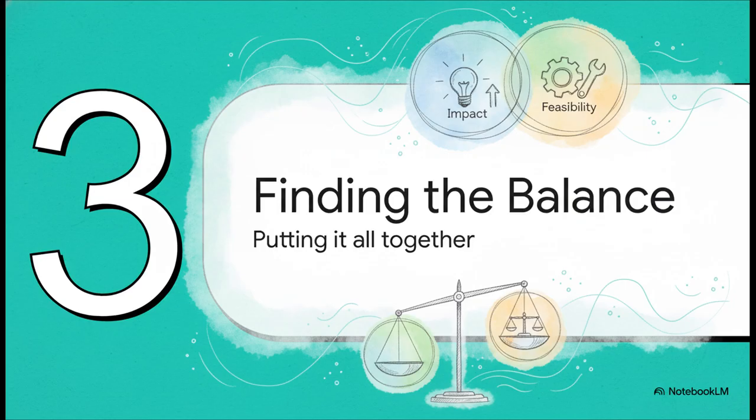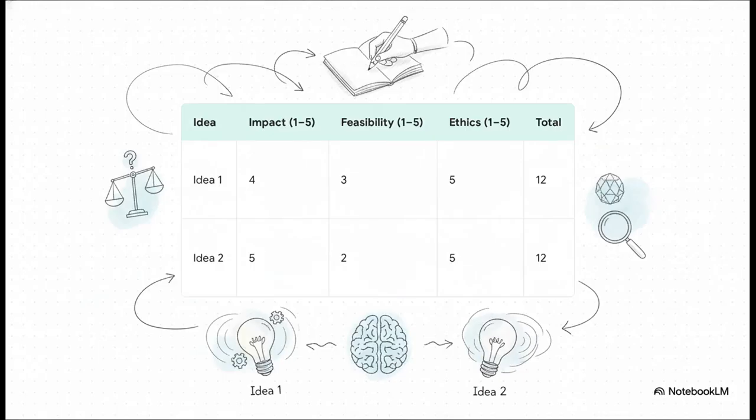Now, the big question is, how do we use them together to actually make a final decision? Well, it's all about finding the perfect balance. You can use a super simple tool like this little matrix right here. Just rate each of your ideas from 1 to 5 for each of the 3 pillars. Now, take a look at this example. Both ideas score a 12. So, which one do you choose?